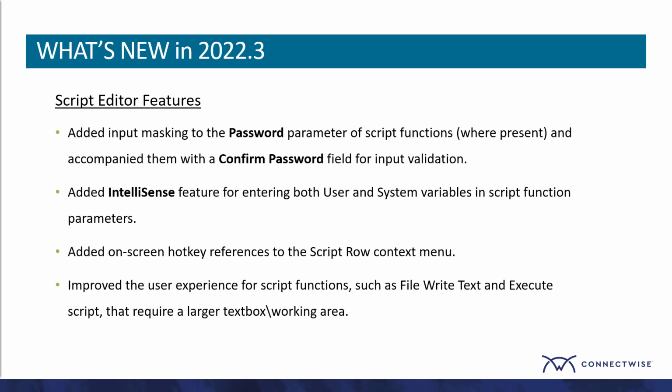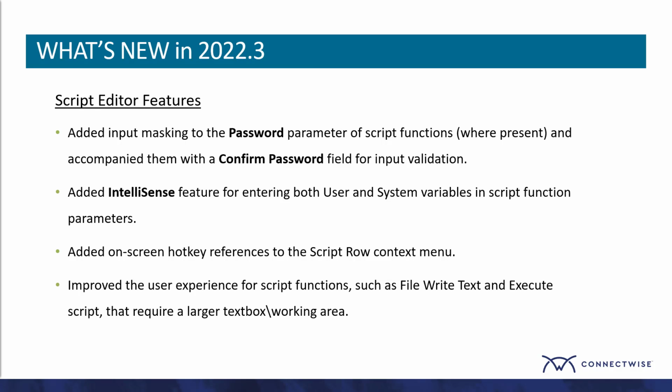What's new in this release are some script editor features. Where passwords are involved in script parameters, we've added input masking and accompanied them with a confirm password field for input validation. We've added IntelliSense feature for entering both user and system variables in script function parameters. We've also added on-screen hotkey references to the script row context menu. And we've improved the user experience for script functions such as file write text, execute script, things that require a larger text box or working area.